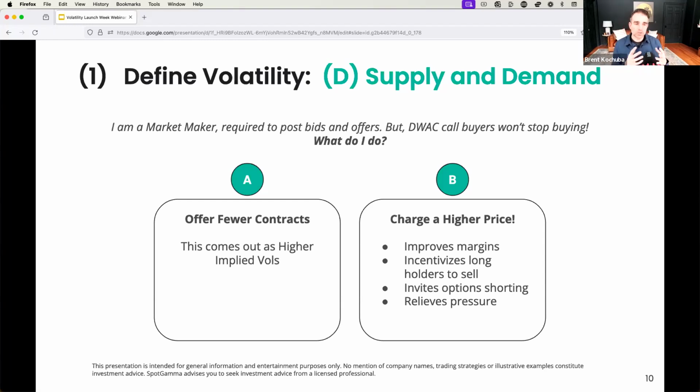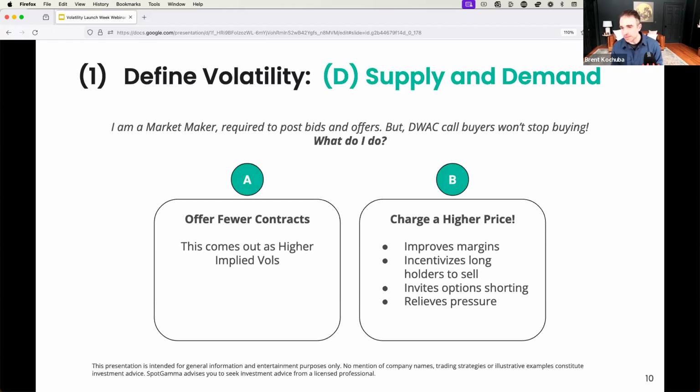So when you start to increase call selling or put selling into those major market moves, it starts to reduce the exposure, right, of the market makers and the dealers, and that helps to ease some of the pressure. And it also invites shorting.